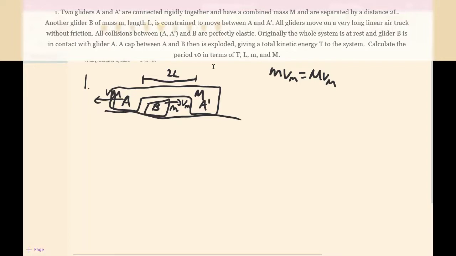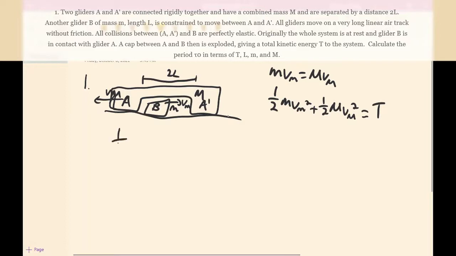And then we also have, from conservation of energy, the kinetic energy here, it would be 1/2 m V small m squared plus 1/2 big M times V big M squared, and this is equal to the kinetic energy, which is T. That's given from the problem. Okay, so now we can just solve these two.